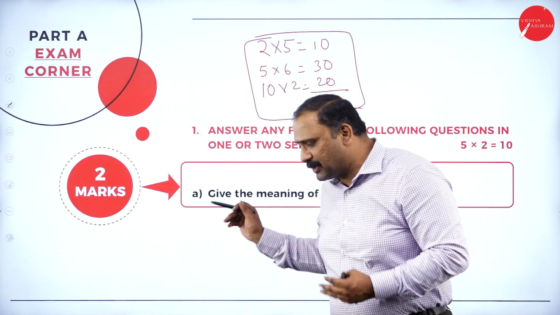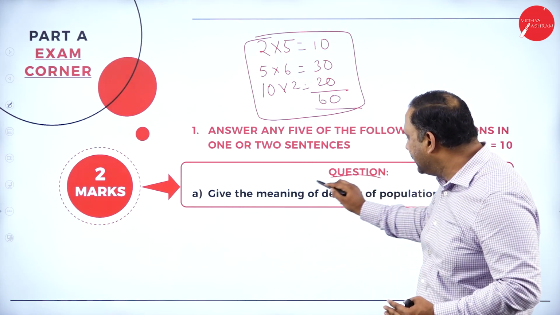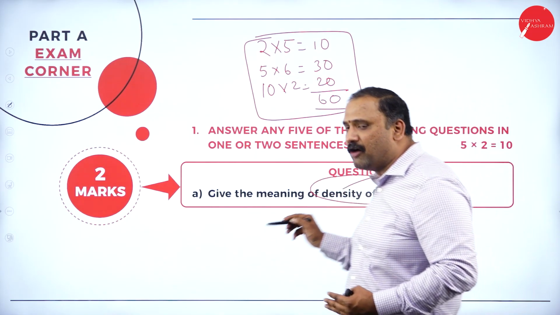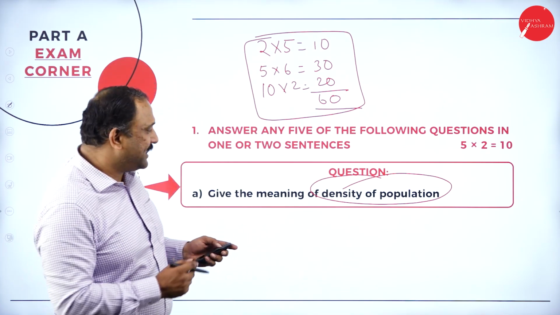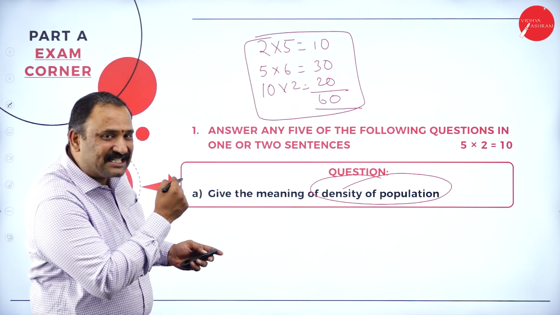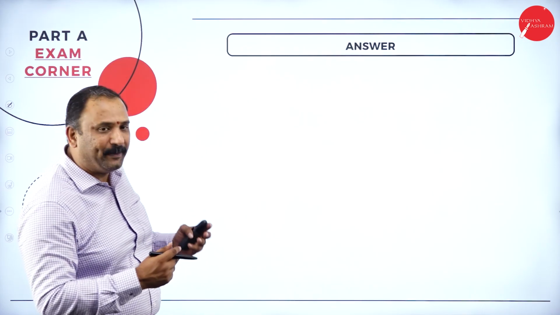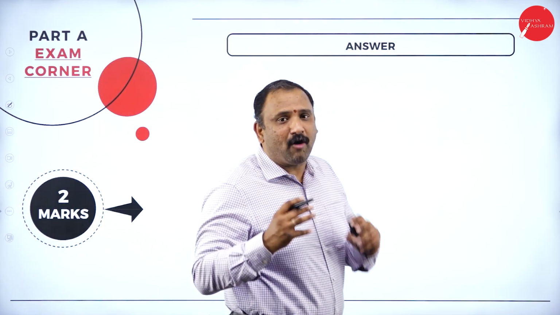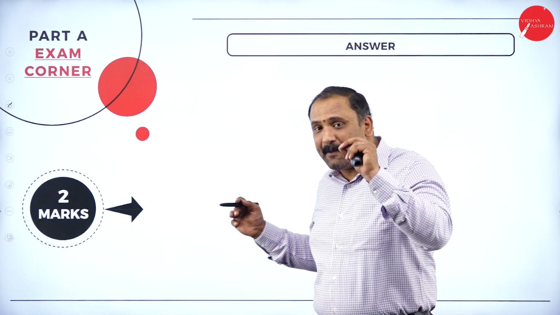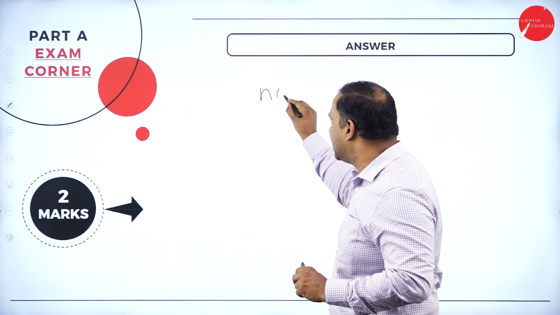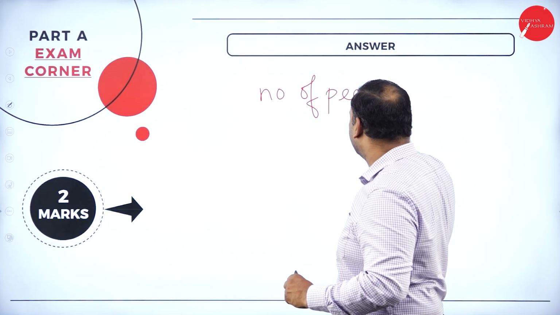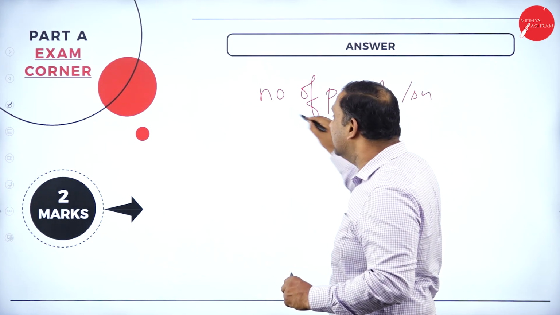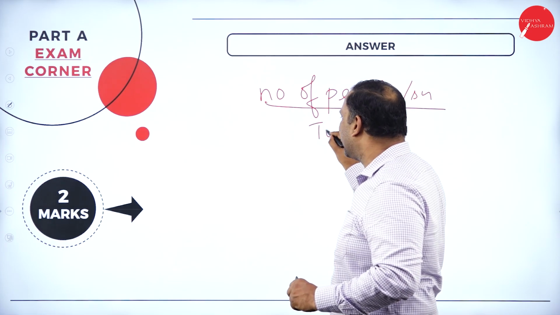But the first question that was given here is, give the meaning of density of population. Now please understand the question very clearly. They have asked you density of population. So what would be the answer? Density of population would be number of people. So first thing is number of people per square centimeter. That is what we are going to talk about, given divided by the total area.